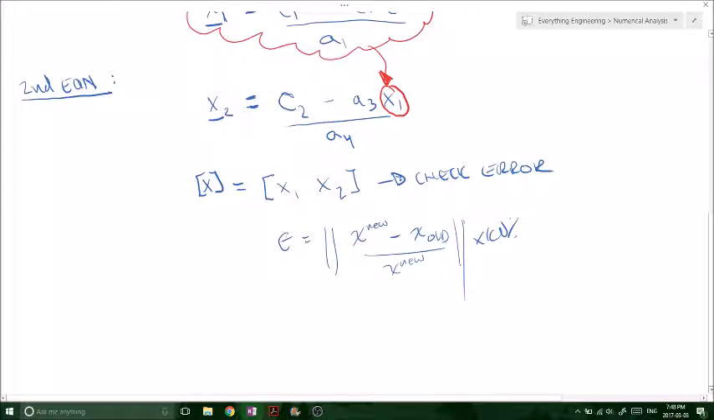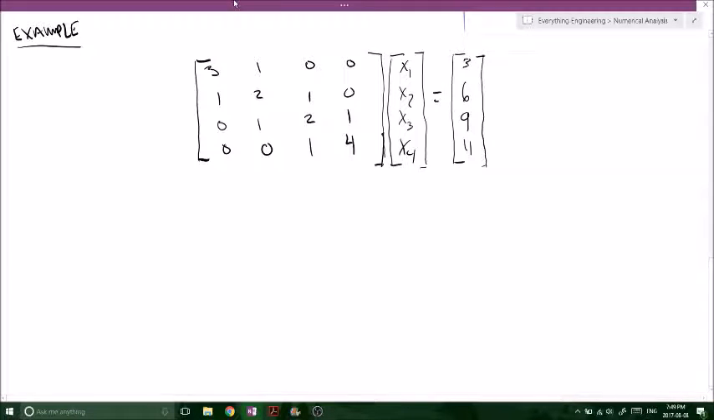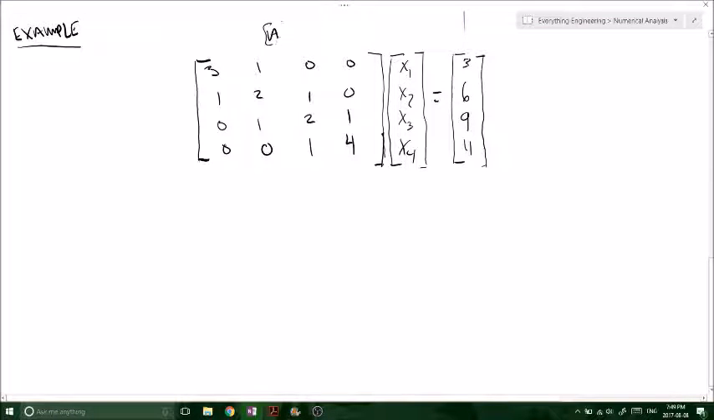So it's pretty simple, and that's why I like it more than the Gaussian elimination. So let's do an example. All right, so this is our system. This is our A matrix. This is our X solution vector, and this is our C. So what we want to do is solve for our X vector, right?